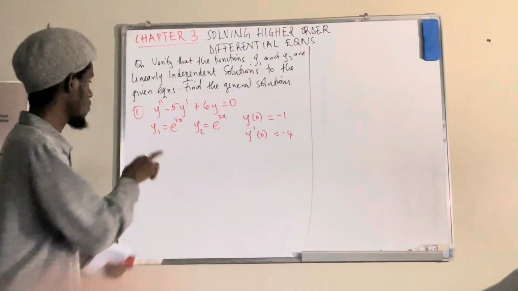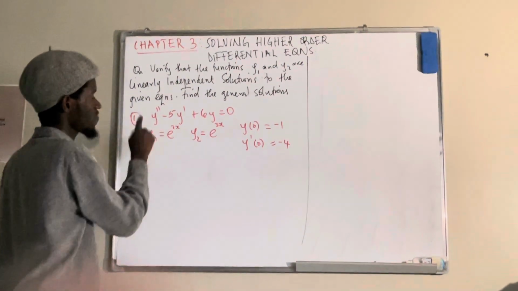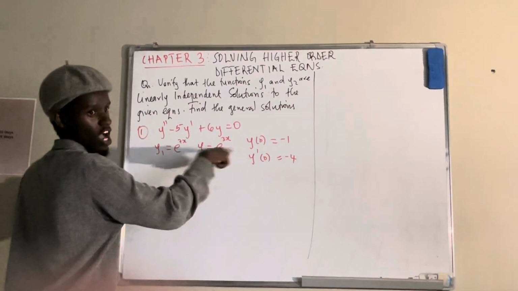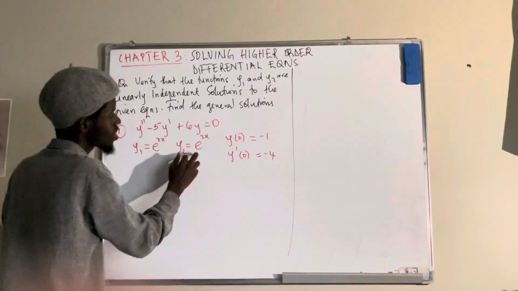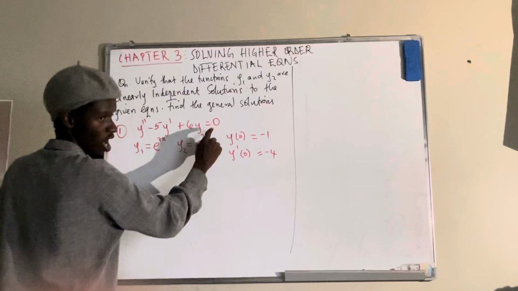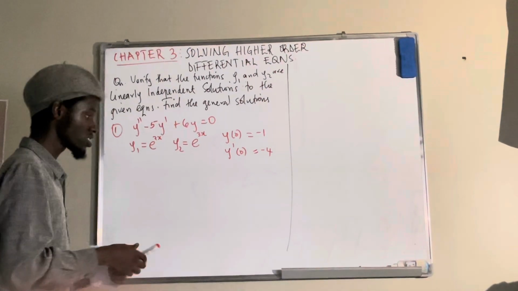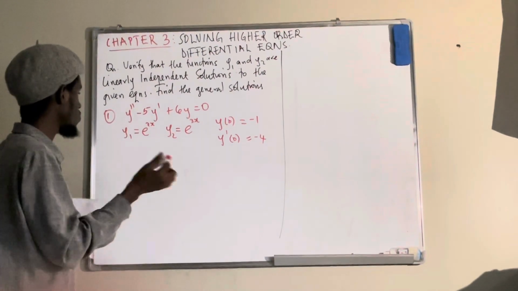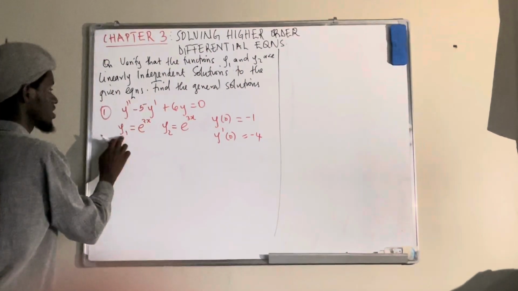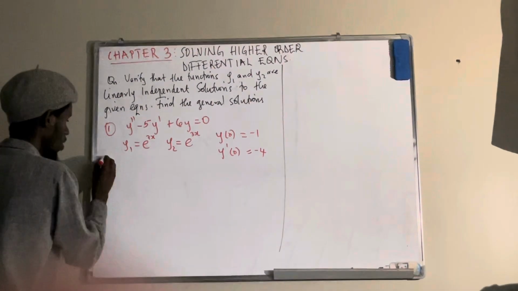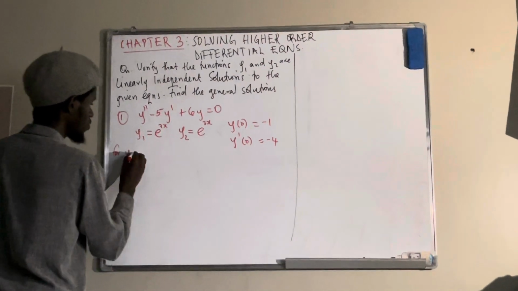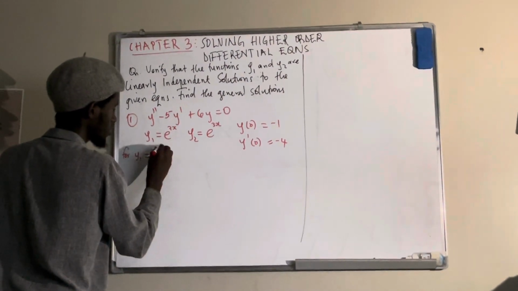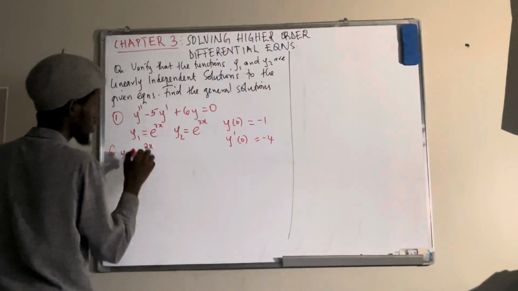To show that y1 is a solution to this equation, if I put y1 into this equation, I should get a 0, because it's a solution. And if y2 is a solution, then if I put y2 into this equation, I should also get a 0. Therefore, I will first get the derivatives of y1, which equals e power 2x.